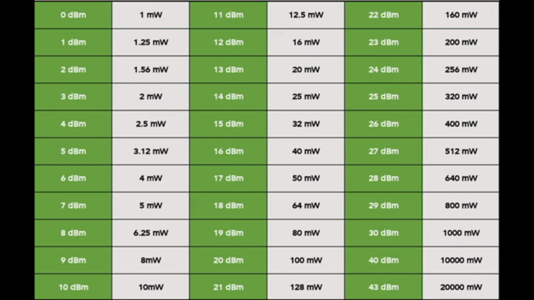The default value of 17 dBm in the TX power parameter indicates that we are currently using 50 mW, as seen in the dBm/mW conversion table. However, it's not as straightforward.